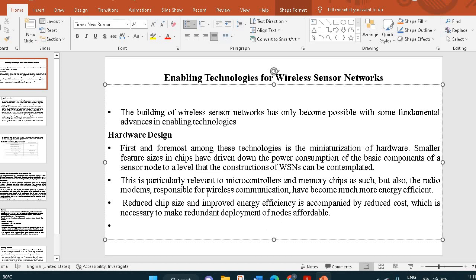but also the radio modems responsible for wireless communication have become much more energy efficient. Reduced chip size and improved energy efficiency is accompanied by reduced cost, which is necessary to make redundant deployment of nodes affordable.